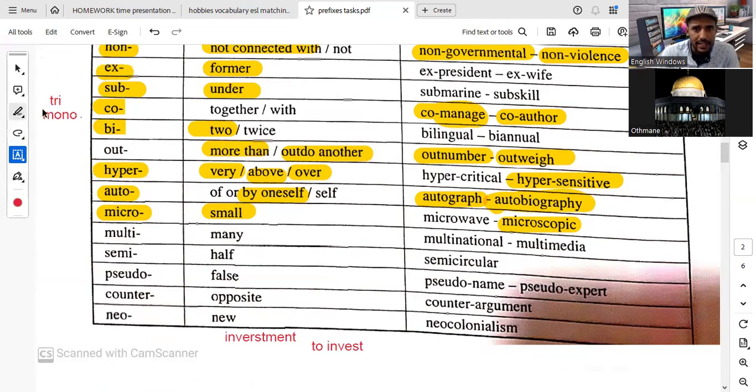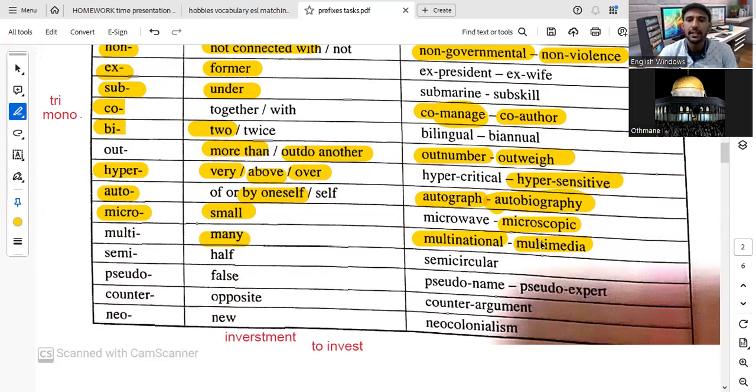Multi, when you find multi, that means many or several. Like multinational. Multinational means it includes different nations, right? The football World Cup is a multinational competition. I mean, it's a competition in which different nations take part. Multimedia. When something is multimedia, it means it integrates different media: text, audio, image, and so on.